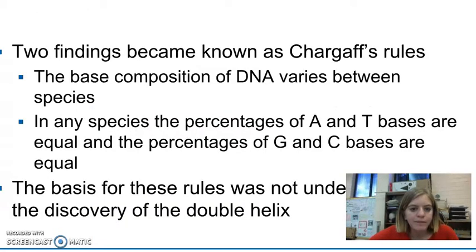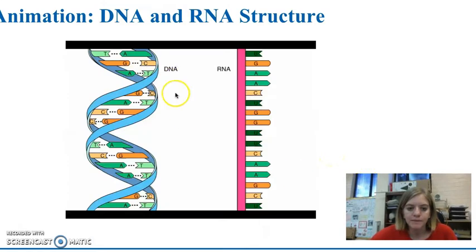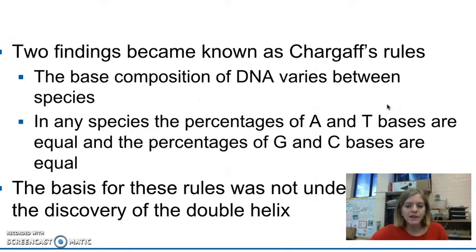We also realized that Chargaff realized that the percentages of A and T bases were equal, and the percentages of G and C bases were equal. So even though the order of these bases was different between each species, the percentage of each amount was equal. And we will understand why that is in a little bit. But these became known as Chargaff's rules.